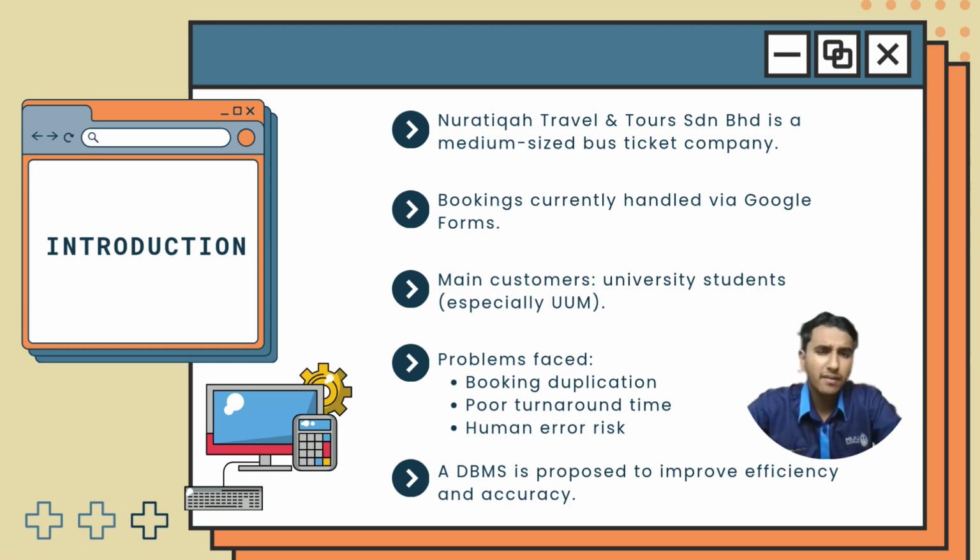Noor Atika Travels is a bus ticket company mainly serving university students, especially from UUM. Currently, all the bookings are handled through a Google form, and this method causes issues like booking duplication and many more issues. So we have proposed implementing a database management system to improve the efficiency of the operations.